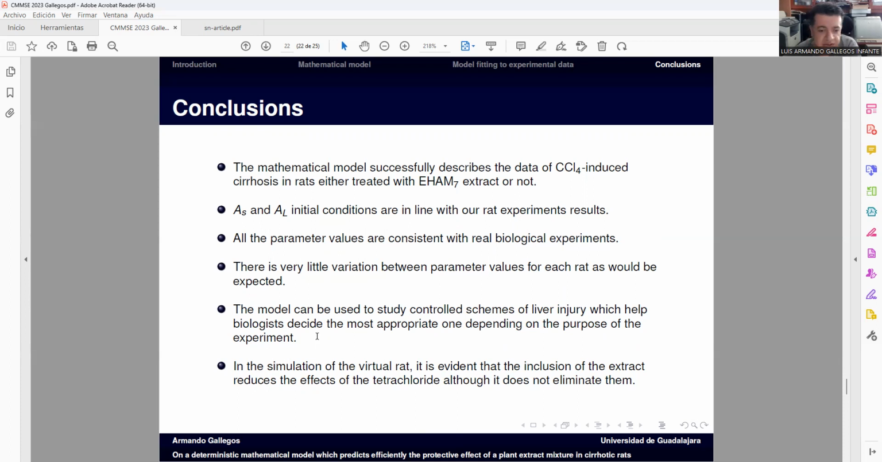This model can be used to study controlled schemes of liver injury, which can help biologists decide the most appropriate one, depending on the purpose of the experiment. And finally, in the simulation with the virtual rat, it's clear that the inclusion of the extract reduced the effects of the tetrachloride, although it does not eliminate them.